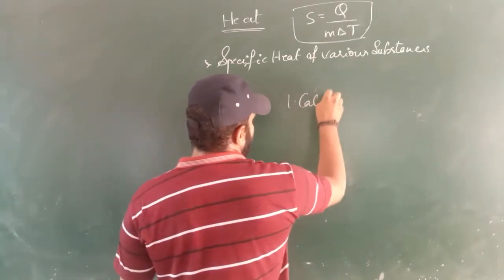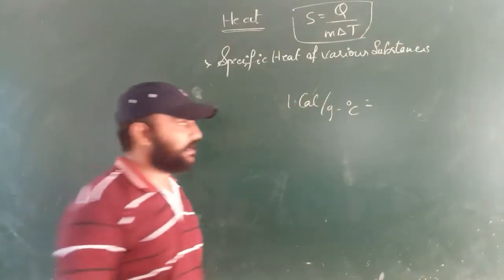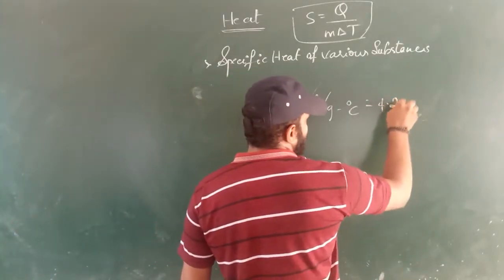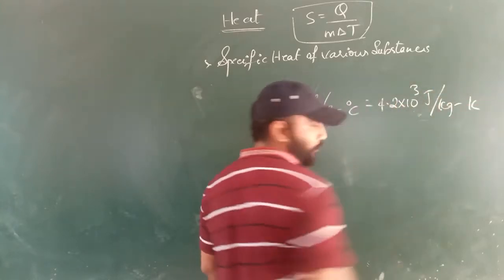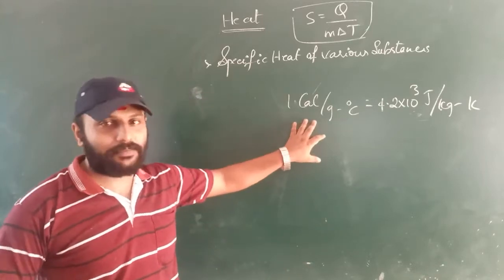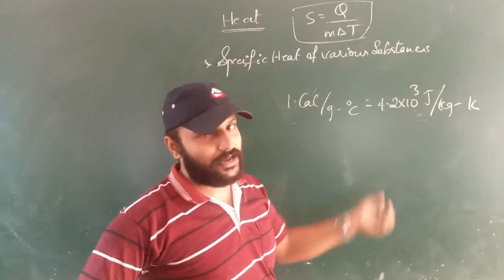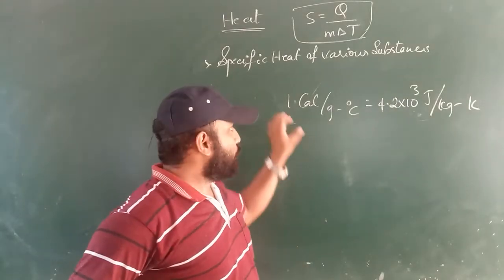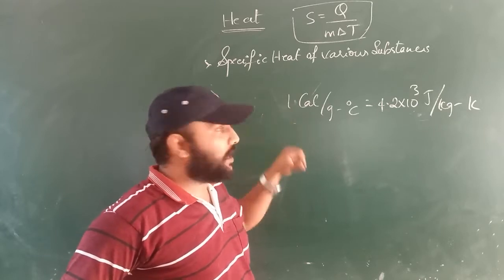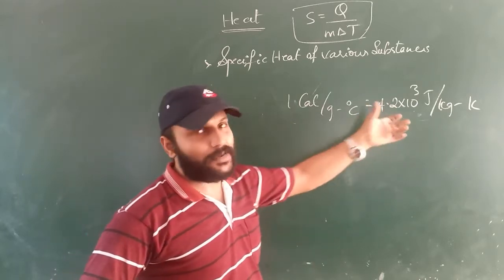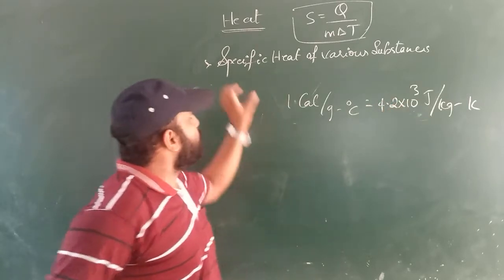1 calorie per gram degree Celsius is equal to 4.2 into 10 to the power of 3 joule per kg Kelvin. This is our relationship. So if they give any other value, like 2 calorie per gram degree Celsius, you just multiply this value: 2 into 4.2 into 10 to the power 3 joule per kg Kelvin. Understand?